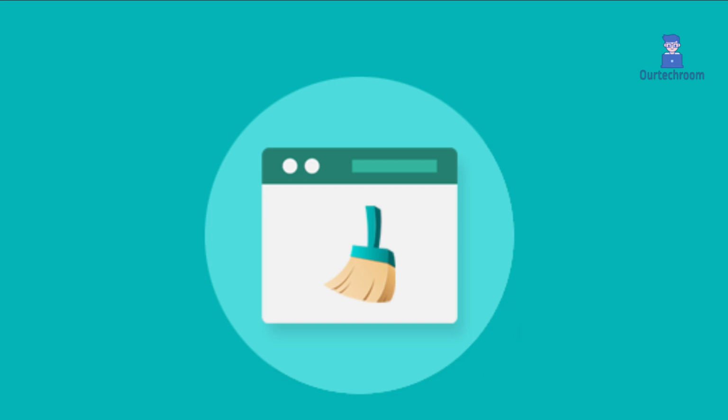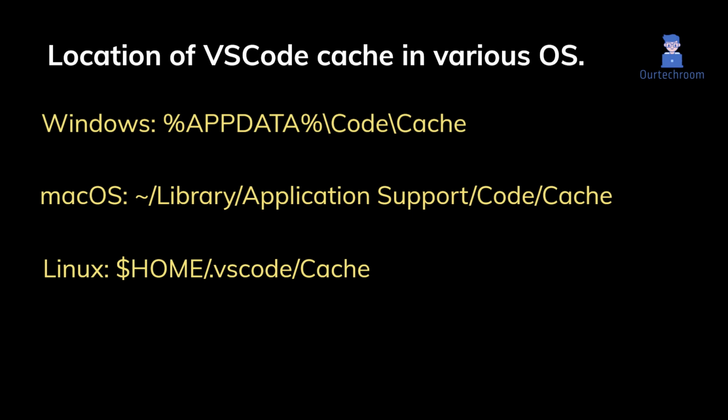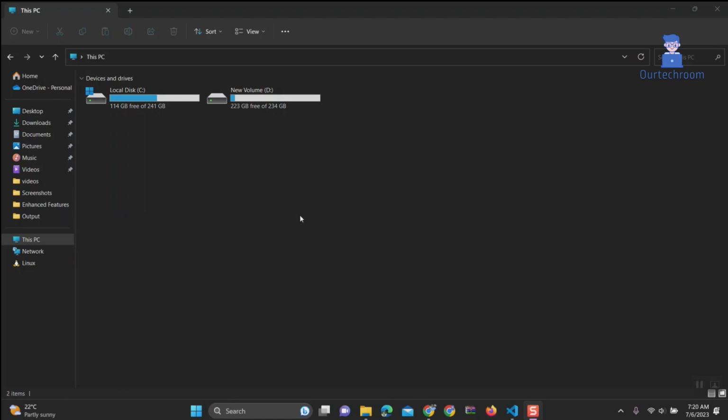Close VS Code. Locate the VS Code cache directory, which varies depending on your operating system. You can find the cache location for Windows, macOS, and Linux as shown here. For the demonstration, I am using Windows here. You can do the same for other operating systems as well. Proceed to the previously mentioned location. Delete the contents of the cache directory.